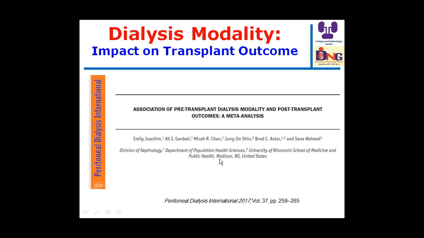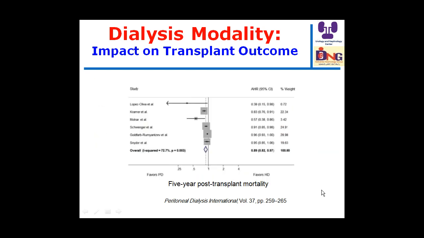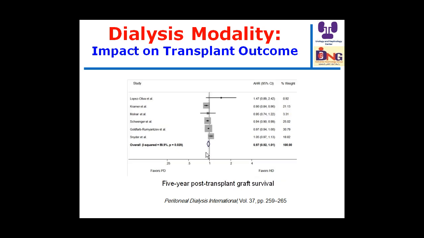It is the Association of Pre-transplant Dialysis Modality and Post-transplant Outcome, a meta-analysis study that included 6 studies that reported adjusted hazard ratio for 5-year mortality, with more than 200,000 patients. The results are in favor of peritoneal dialysis. Either no significant difference, or the 5-year post-transplant mortality is less with PD, so the data are favoring peritoneal dialysis. Here the 5-year post-transplant graft survival, a little bit.